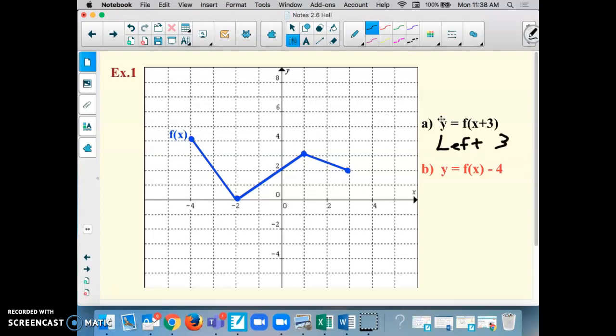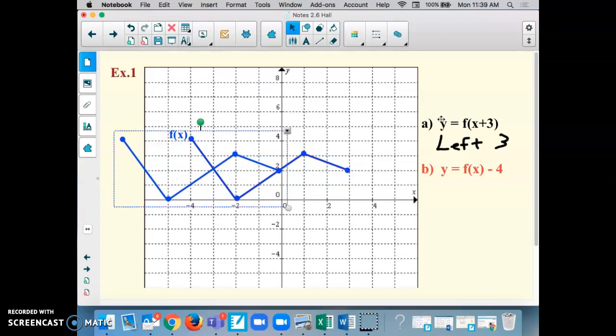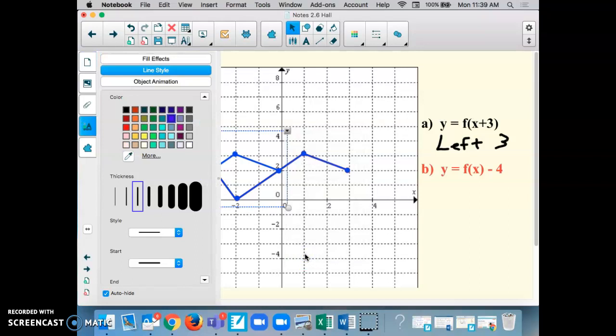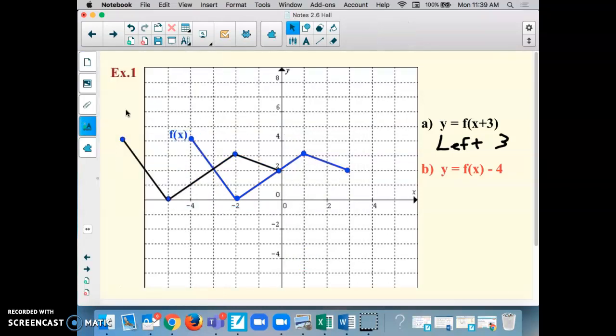So now if I take this graph, watch me, I actually can move this. Any point, I can move everything to the left. 1, 2, 3. I'll make this graph black for you so you know it's matching the black graph up there. And there you go. That is the graph of A.